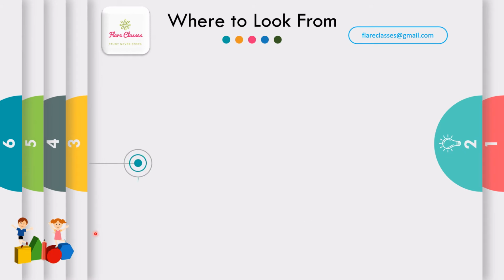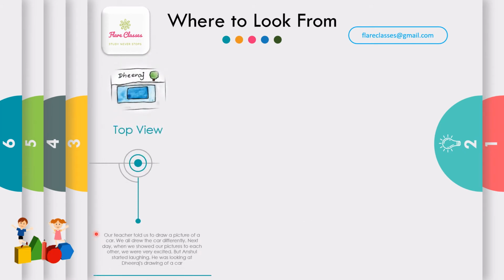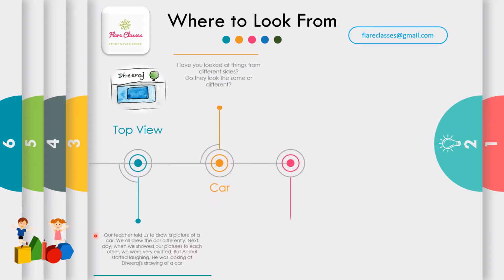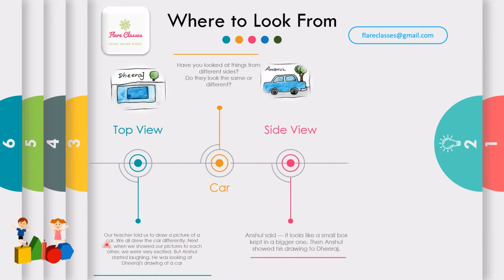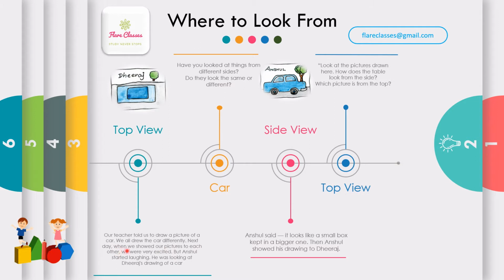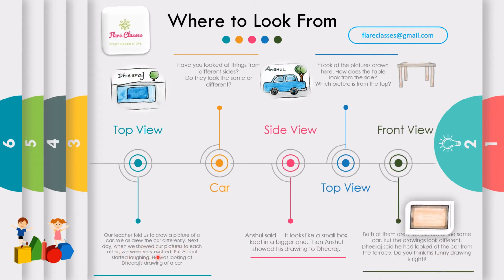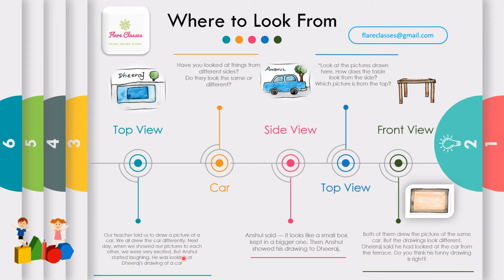We will take an example of Anshul's class to understand the concept of viewing anything from different sides. Let us see what Anshul is telling. Anshul is telling, our teacher told us to draw a picture of a car. We all drew the car differently. Next day, when we showed our pictures to each other, we were very excited. But Anshul started laughing. He was looking at Dheeraj's drawing of a car.